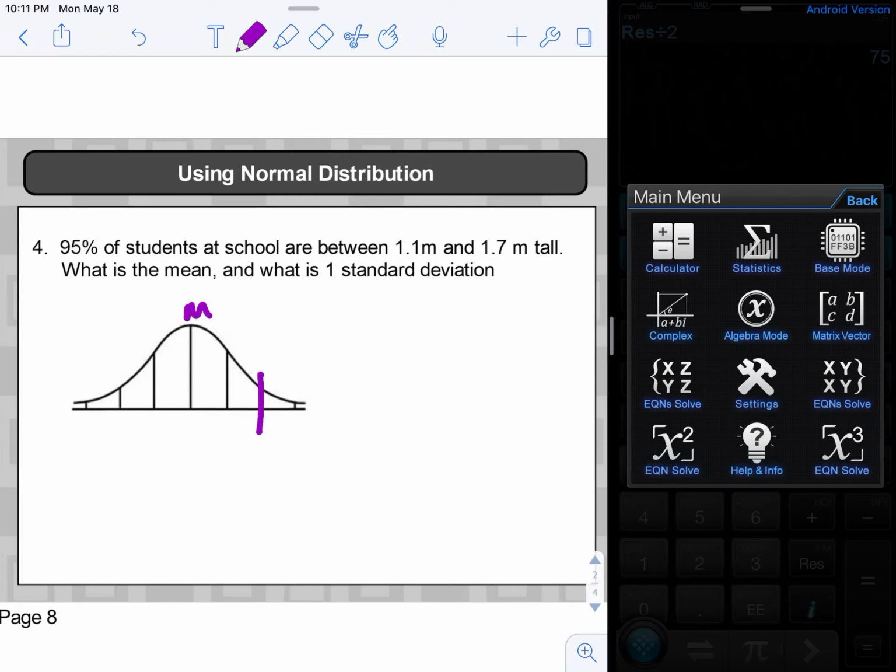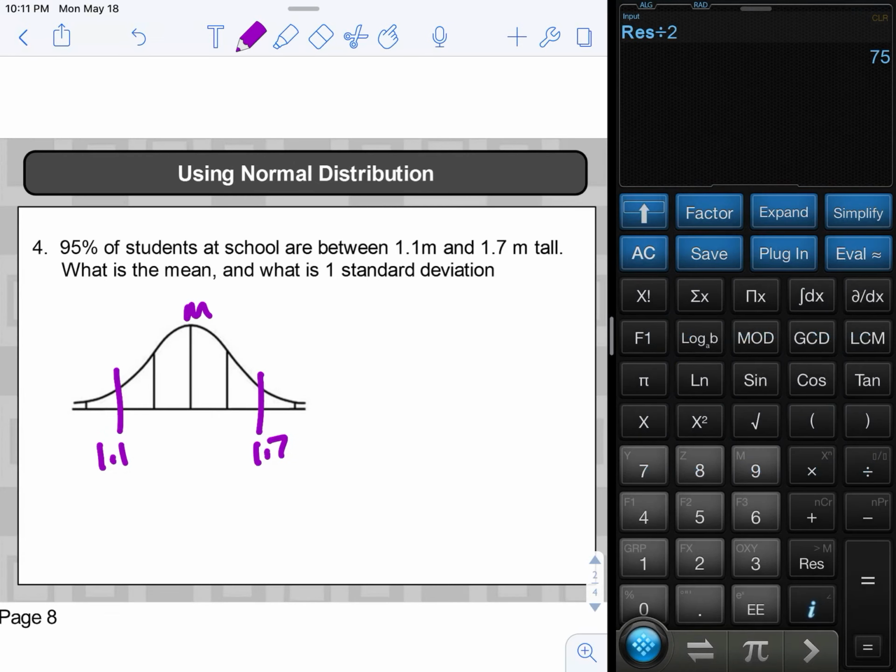All right, 2 jumps is there, 2 jumps is there. So between 1.1 and 1.7. So 1.1, 1.7, okay? All right, so let's add that up and find the middle. 1.1 plus 1.7, hit enter, divide by 2, 1.4, okay? Now, so the mean is 1.4, okay?